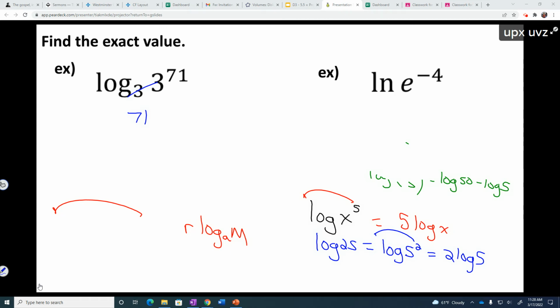Okay. What's natural log of e to the negative 4? Remember, natural log is log base e. Two easy ones to start.